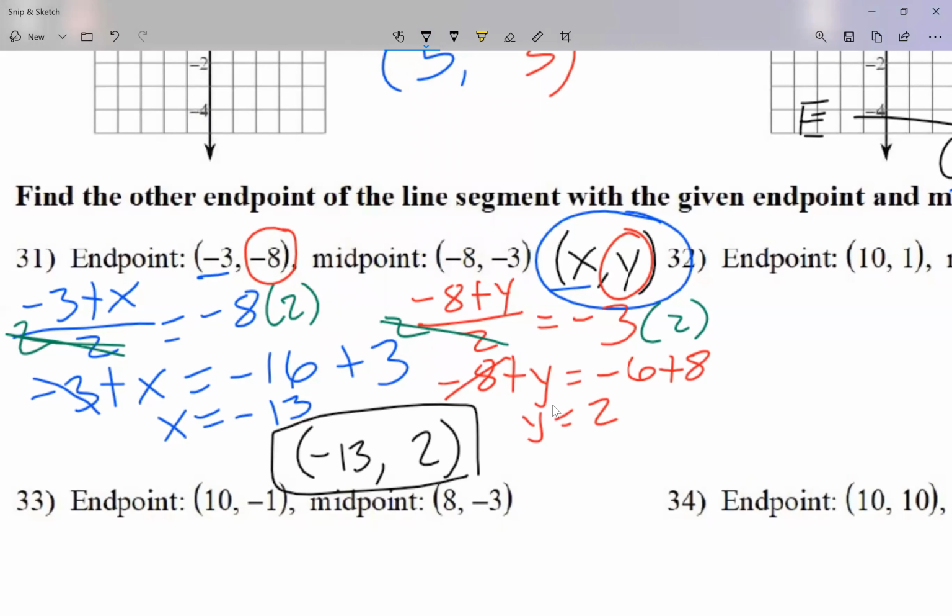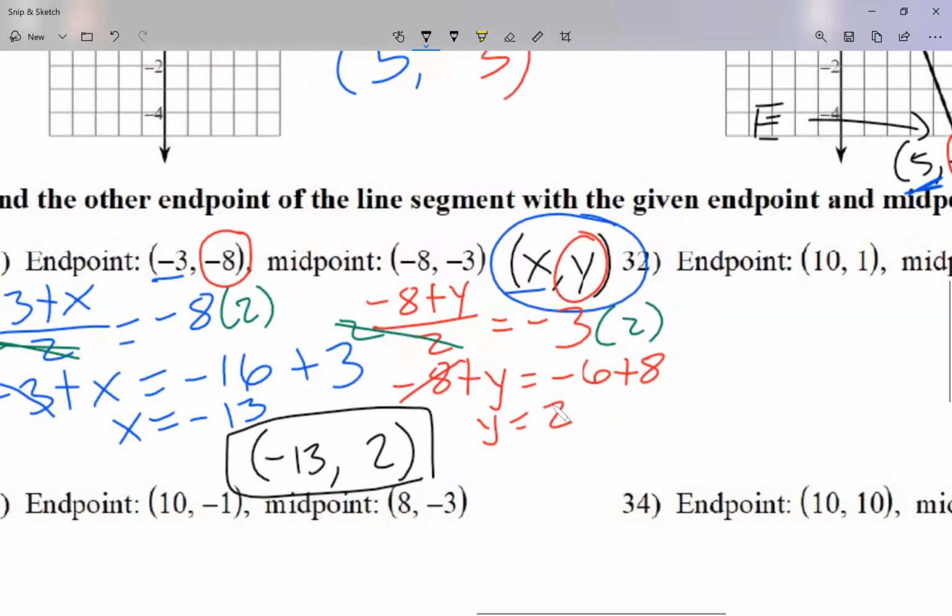That's it. That's my endpoint. I call it x and y at the beginning because I didn't know what it was, but now I do. Let's take a look at another example.